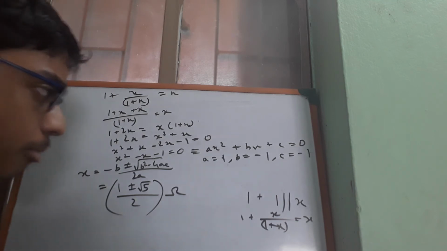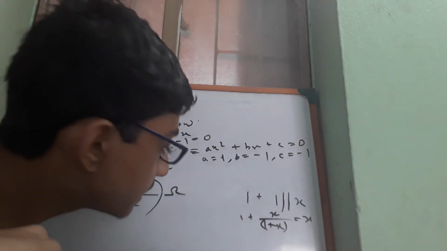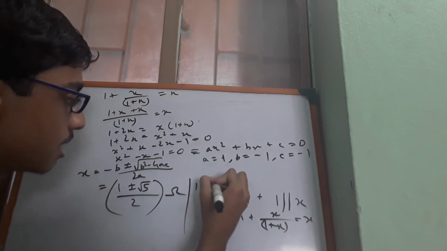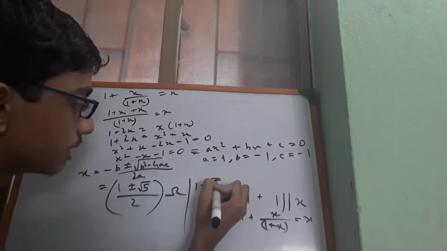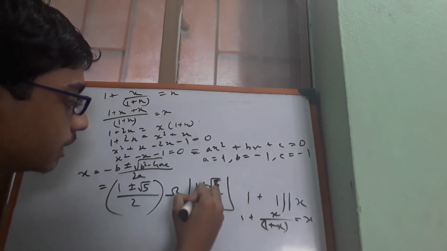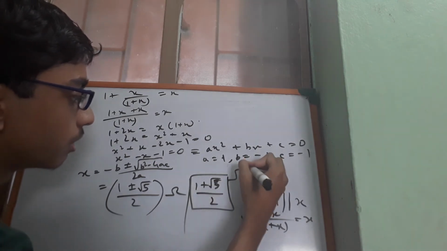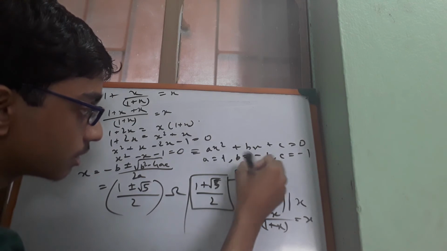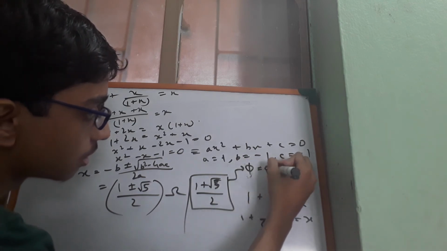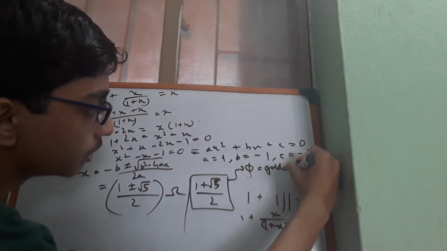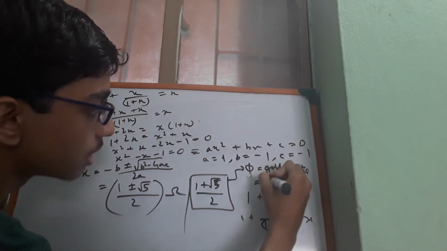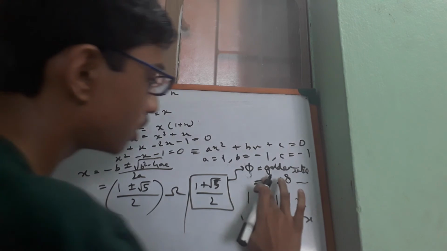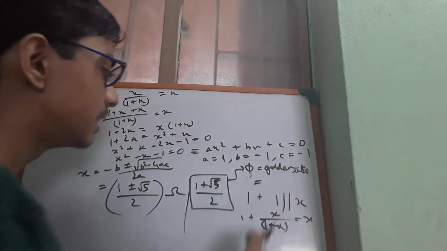Now, if you remember, I told you that there was a surprise at the end of the video. The surprise is that this value, 1 plus root 5 over 2, which is one of the solutions, is called your golden ratio, or phi, which is a very important constant in mathematics. Its value is 1.618 something.